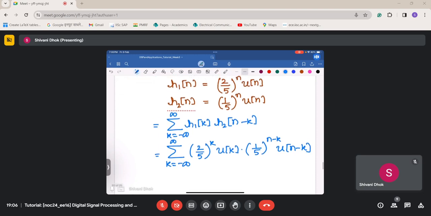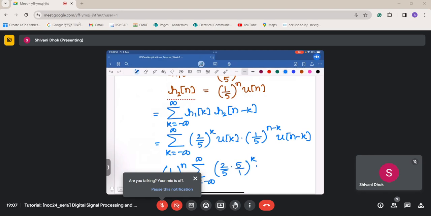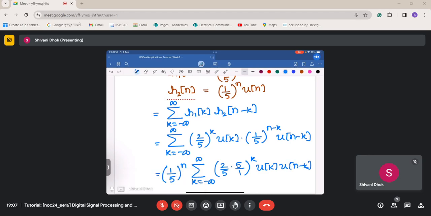Now this 1 by 5 to the power n is a common thing. I can just take it outside. It is independent of k. So this I can write as 1 by 5 to the power n into summation k running from minus infinity to infinity. Then I can combine this and this part. So this I can write as 2 by 5 into 5 by 1 to the power k into u of k into u of n minus k.